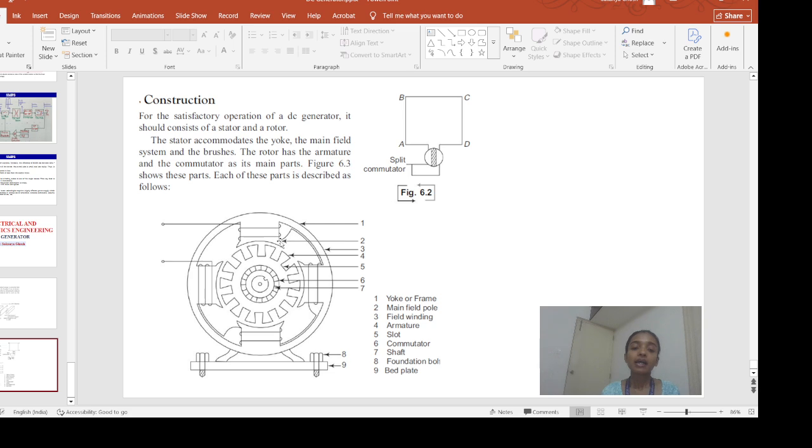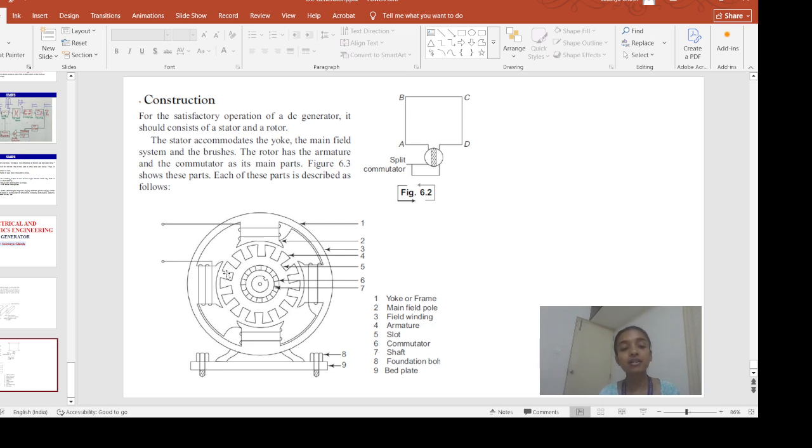Now, inside we have the rotating part or the rotor or the armature. What we can see, the outermost part or the periphery of the armature core, we have some slots, okay, and in these slots we have the armature winding. Okay, armature winding is what?